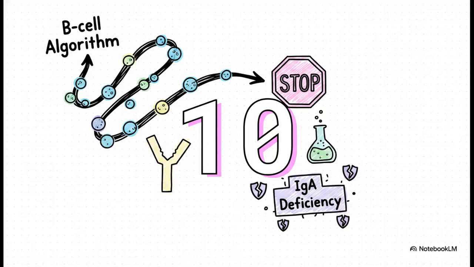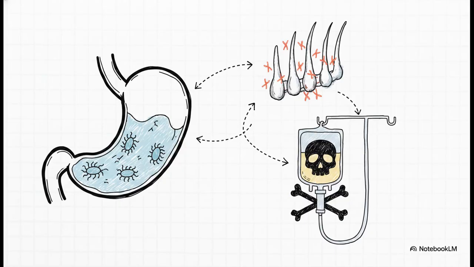Moving down the B-cell algorithm, you need to lock in this absolute diagnostic cutoff, an IgA level of strictly under 10 milligrams per deciliter. This is the exact biochemical marker for selective IgA deficiency, which happens to be the most common primary antibody deficiency. With selective IgA deficiency, you've really got to map out the clinical triad.